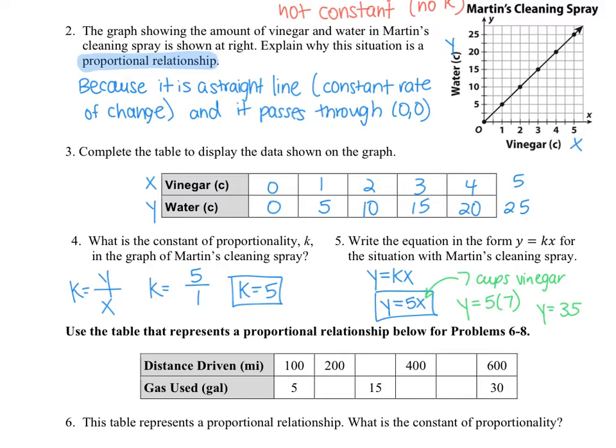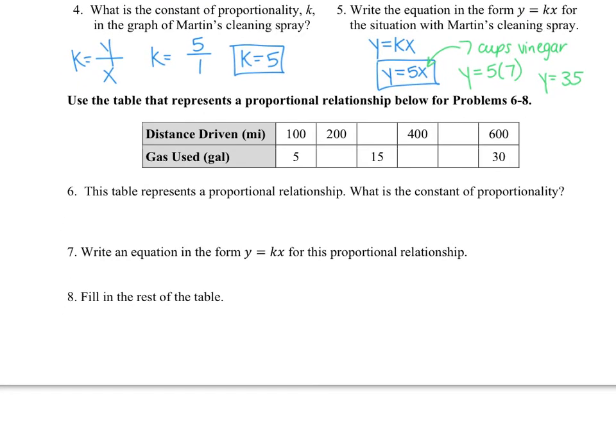Okay, moving on, we've got a new table here. So it says use the table that represents a proportional relationship, so that's really important. Anytime you see that, I would just highlight it, underline it, make sure you remember that that tells us something. So the relationship is proportional, and use it for problems 6 through 8. So for number 6, it says this table represents a proportional relationship. Again, proportional relationship. And that tells us that it goes through 0, 0. It has a constant of variation k. What is the constant of proportionality?